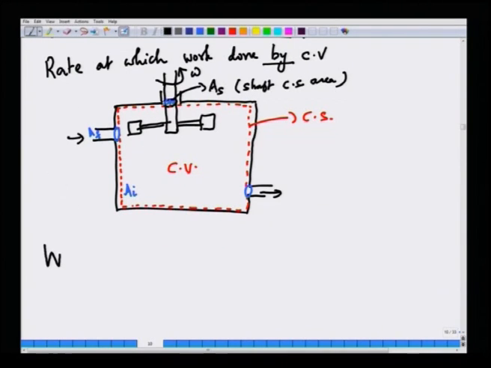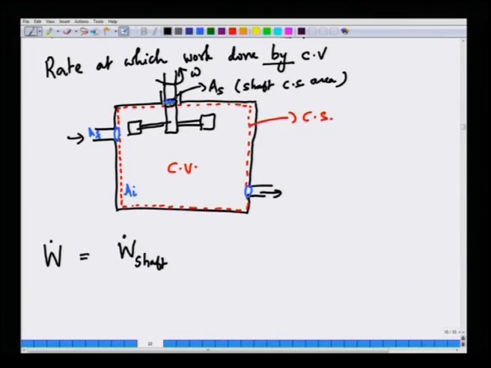So, the rate at which work is done is due to various reasons, first the work done by the shaft, the shaft work. Whenever you have a shaft that is rotating, and the CV is cutting across the shaft, there is a stress on the solid surface and there is therefore a force. Since the shaft is also rotating, that means there is a force that acts with a velocity, and therefore there is work done because of this rotation of the shaft.